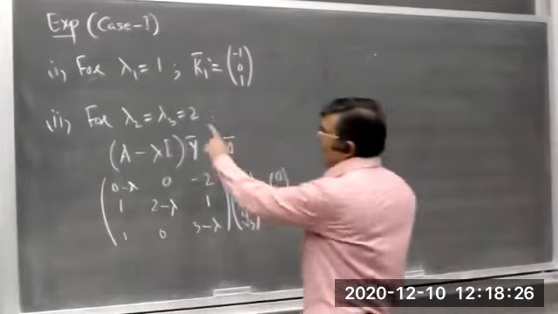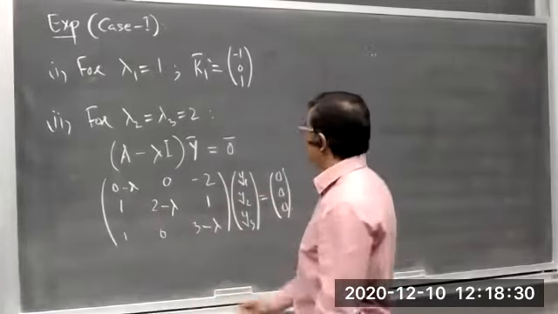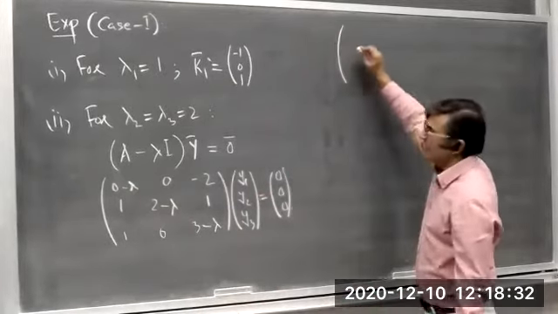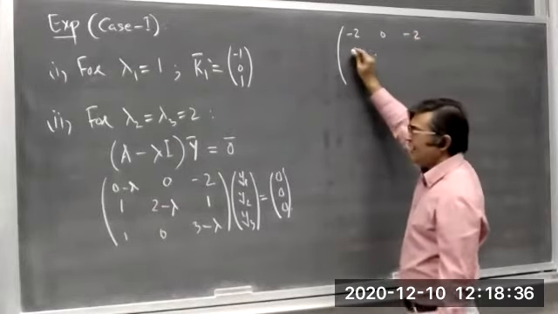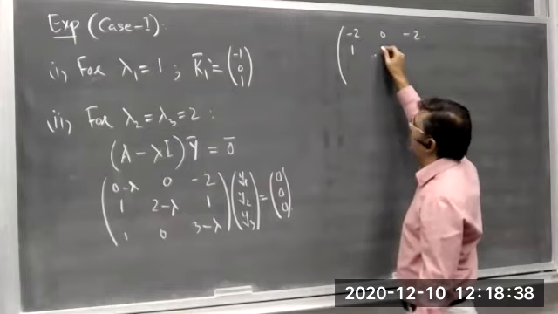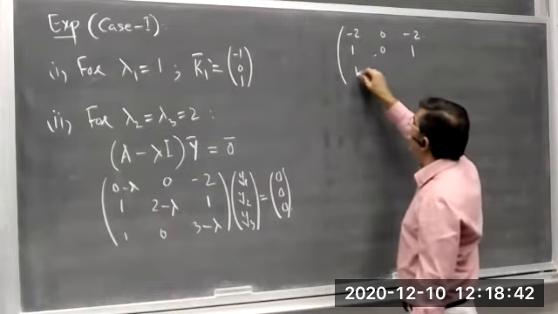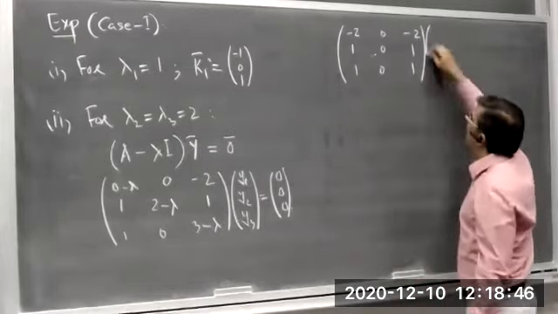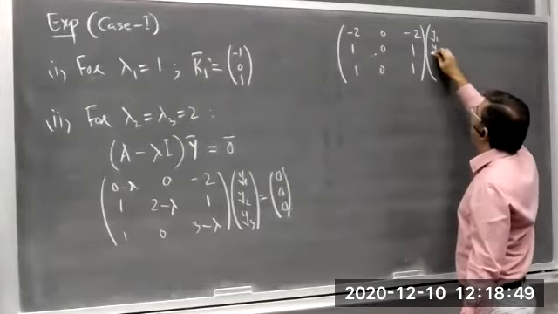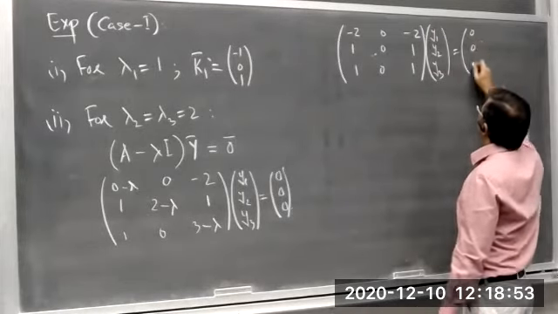Now, what is the value of lambda? It is 2. We have to insert 2 here. And what do we obtain here? It is -2, 0, -2, and then 1, 2 minus 2 is 0, 1, and 1, 0, 3 minus 2 is 1. Okay, times y1, y2, y3. This is equal to 0, 0, 0.